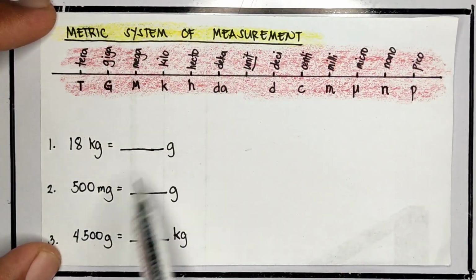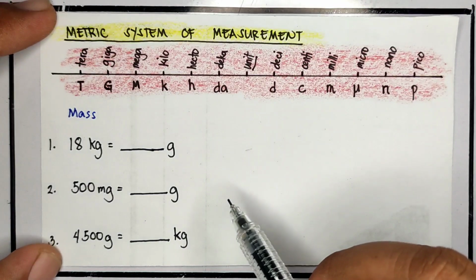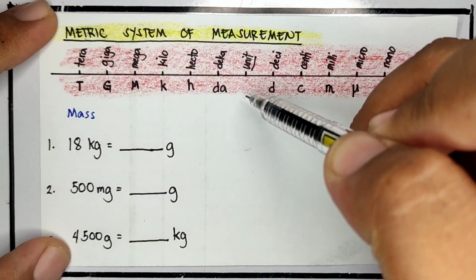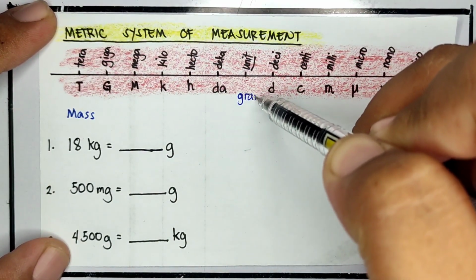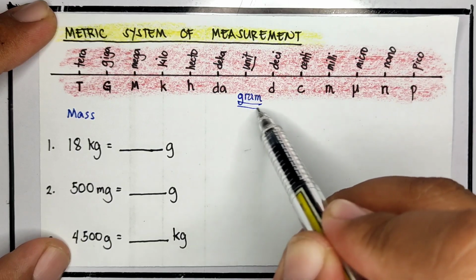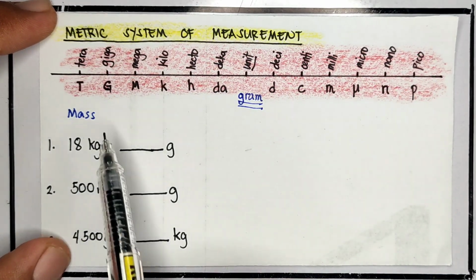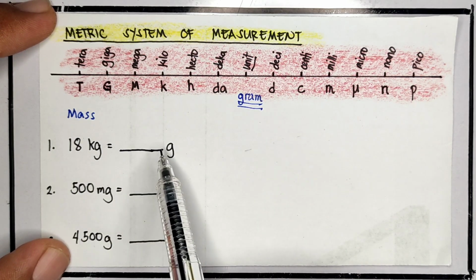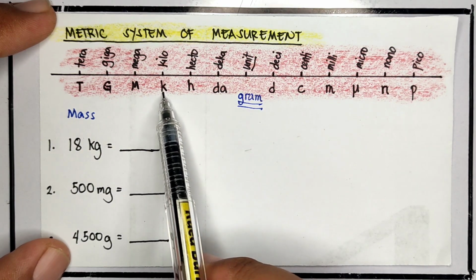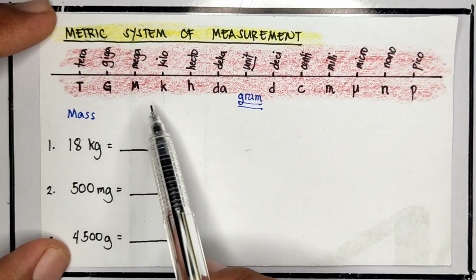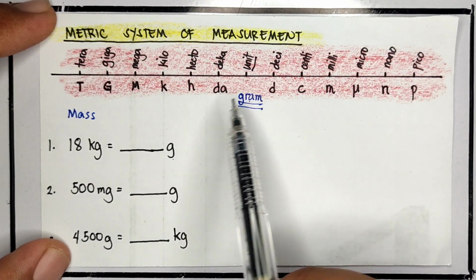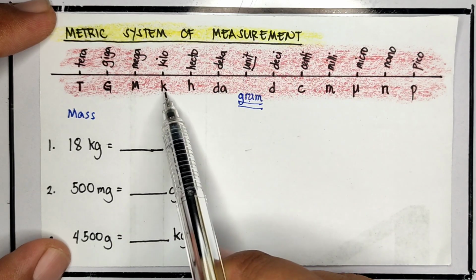Metric system of measurement in mass. Okay, we have here for the mass or for the weight. The unit for the mass or weight is grams. For the unit, we have here gram. Simply, 18 kilograms is equivalent to how many grams? Therefore, here is the kilo. Given kilo, going to grams, this would be the grams. Kilo, how many times?